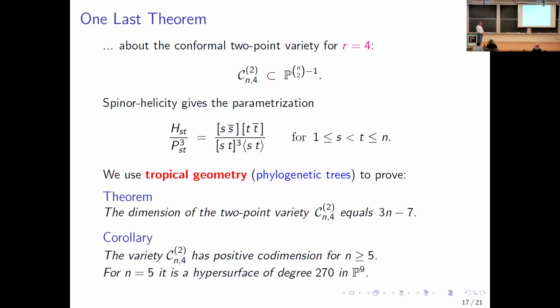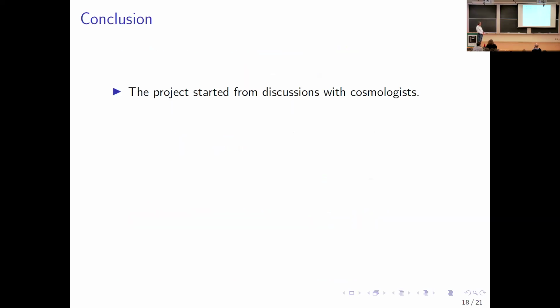So what did we do? Let me summarize what happened in this talk. First of all, whatever happened in this talk, it started from a conversation with cosmologists, right? We had our annual meeting in August. We discussed a lot and we talked to them. In the meantime, there's a lot happening.